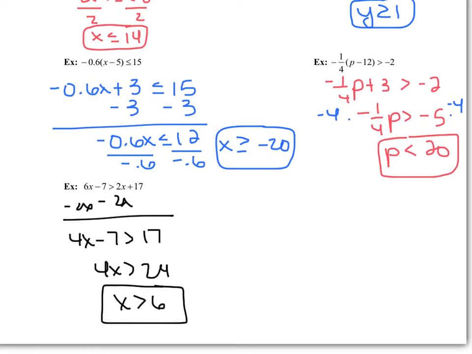Down here, when we have variables on both sides, you just need to slingshot one of those variables to the other side, so I could move the 2x over by minusing it. 4x minus 7 is greater than 17. Add 7 to get 4x is greater than 24, and then x is greater than 6.